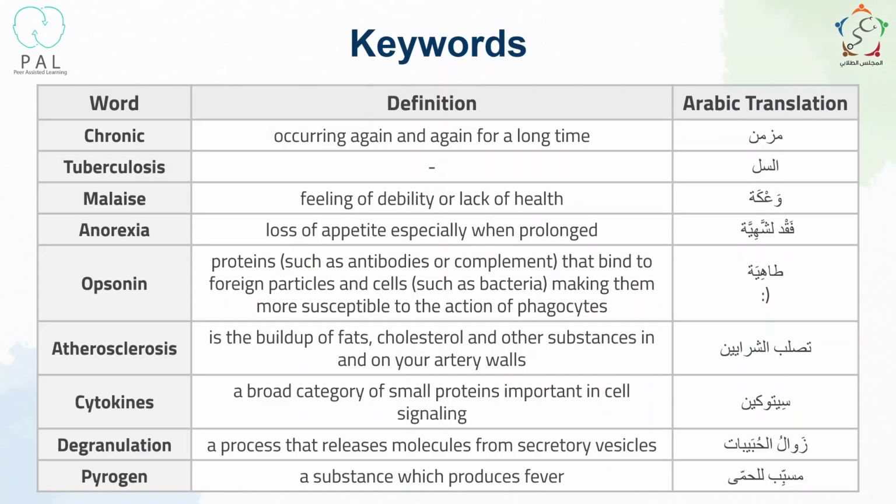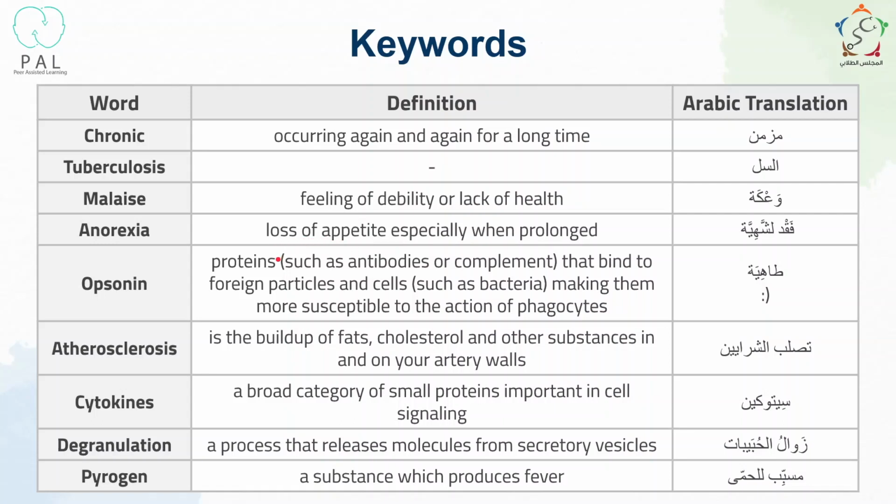Now, before we start, I'll go over these keywords quickly. Chronic means occurring again and again for a long time. So it can be persistent, but the key term is for a long time. TB is a chronic disease known in Arabic as sul. Malaise is the feeling of debility or lack of health. Anorexia is loss of appetite, and it's important to note that there's a difference between anorexia and anorexia nervosa. That is more of a mental illness. This is generally just loss of appetite.